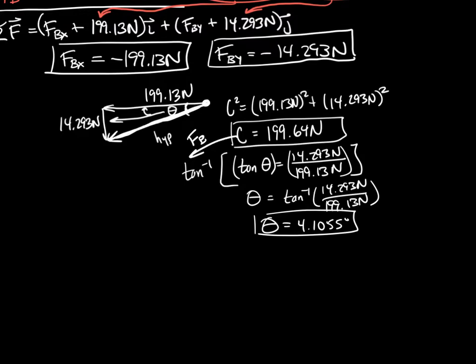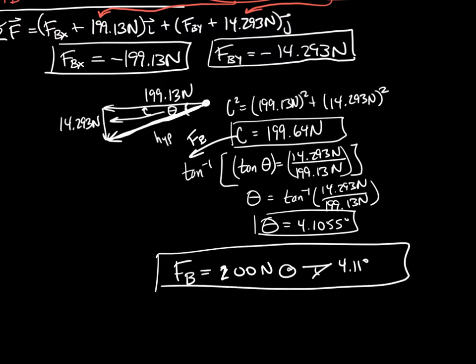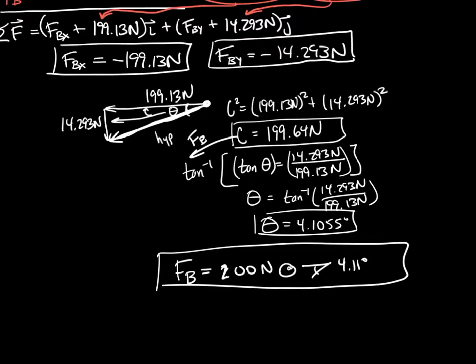So FB then is, I'm only going to report 3 significant digits, so that's going to be 200 newtons at an angle of 4.11 degrees south of west. Okay, so that would be how you would solve this.